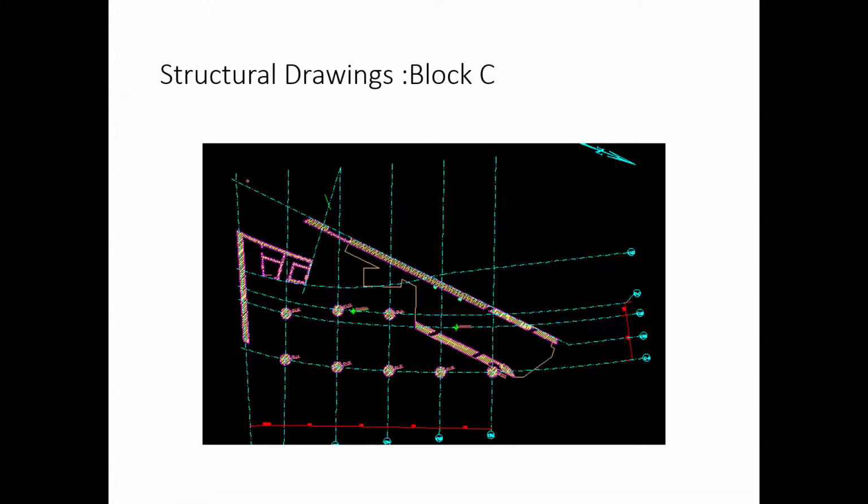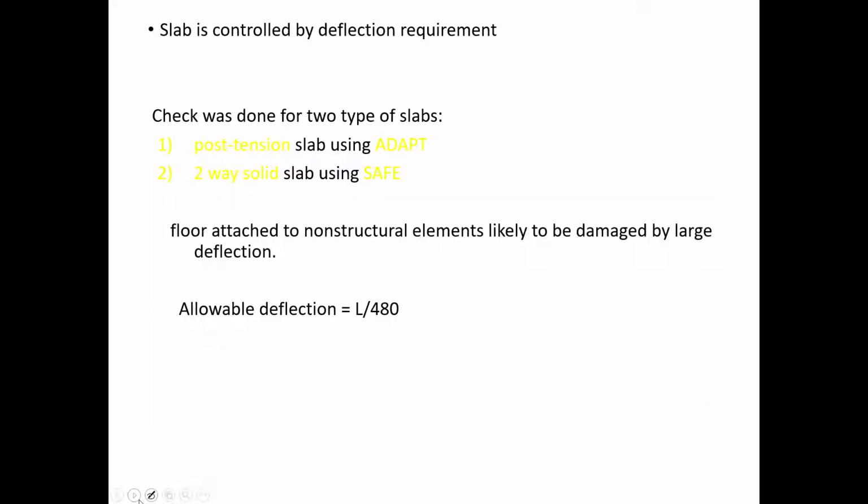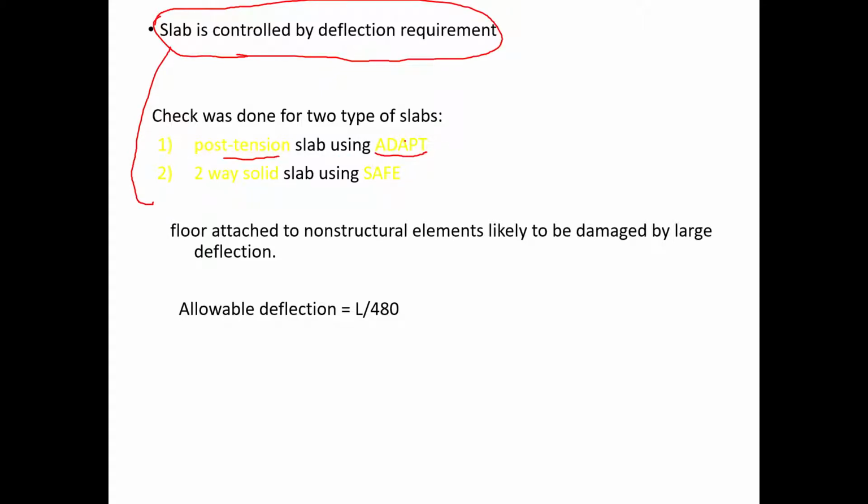Okay, these are the structural drawings for block C. Okay, structure system used. We have a wall, we have a column, circle columns. These are the structural drawing for block B. The slab is controlled by the fraction requirement. The slabs for our project will be post-tension slab using Adapt or Run concept.